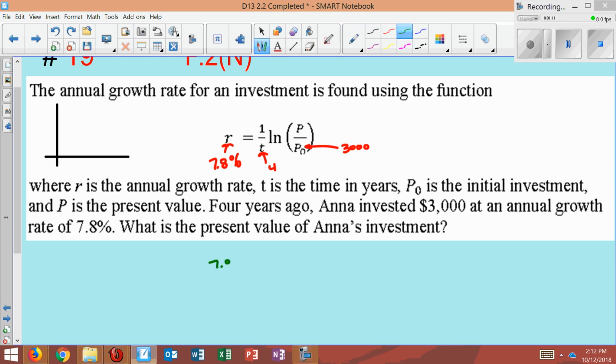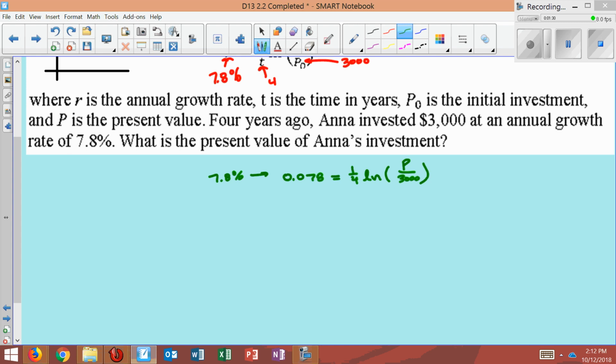So we have 7.8%, which is the same thing as, let me just change this, 0.078 would equal 1/4 natural log of P over 3,000. All right, to start simplifying this, I'm trying to get P solved for, so I'm going to first multiply both sides by 4 here. I believe this will be, well, let me just check it.